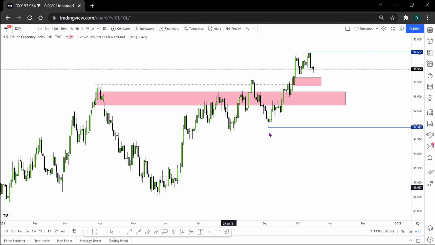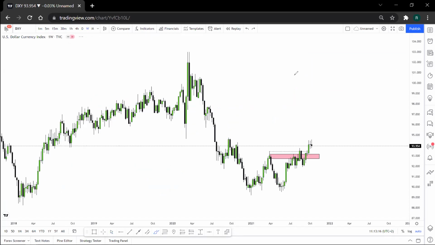Might also be an option for the market to come back down below. Oh wow, that's in white. Sorry about that. What just happened? Okay. Sorry about that.